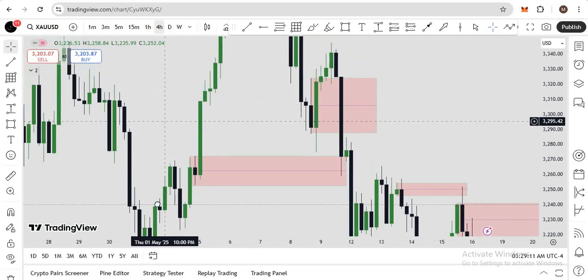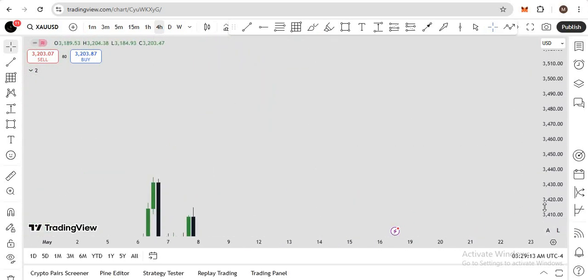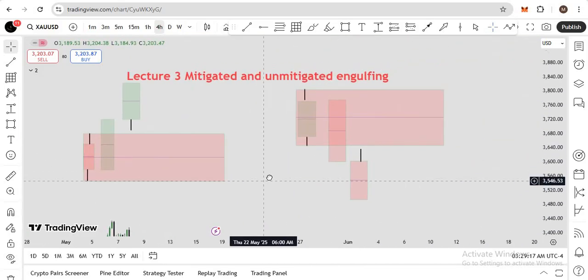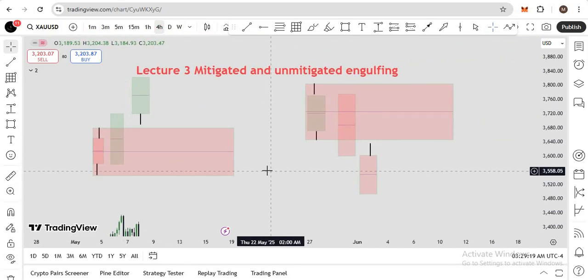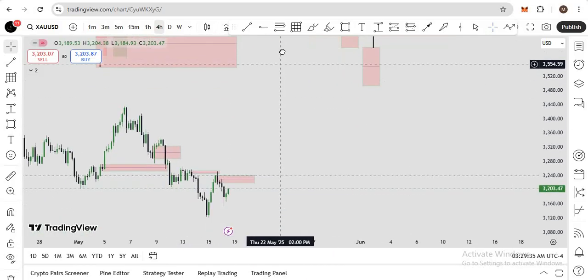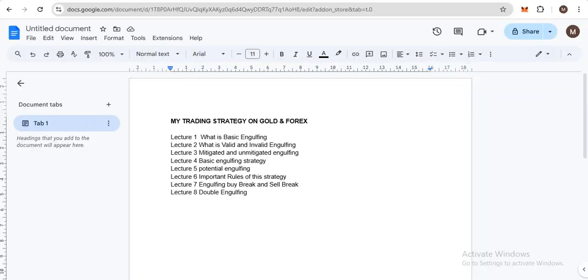Now I hope you understand what the mitigated and unmitigated engulfing are. In the very next video, I'm going to explain how you can trade with the basic engulfing. After you watch that next video, you can start backtesting, find the trades, and find the accuracy of this setup.